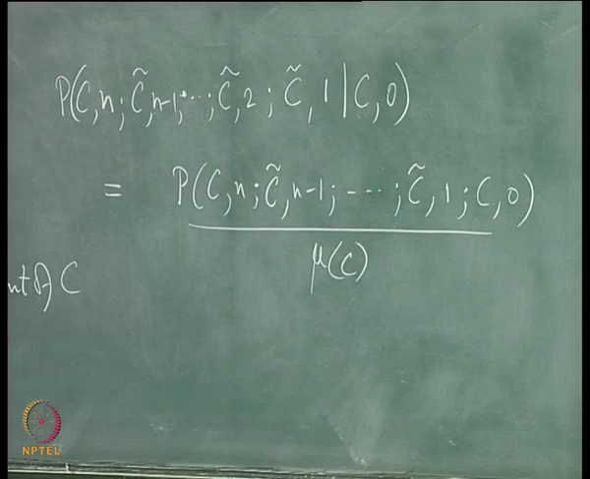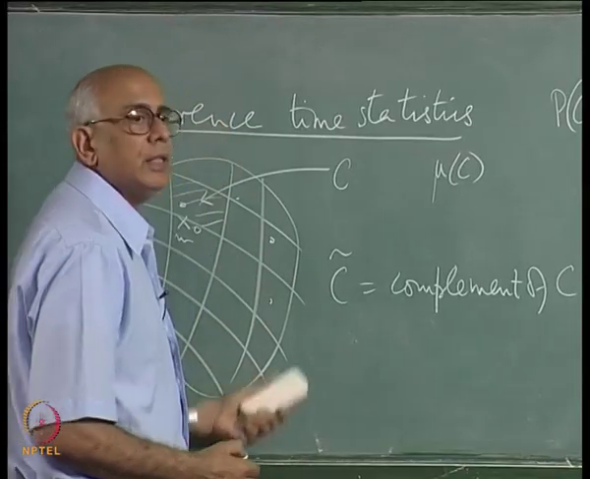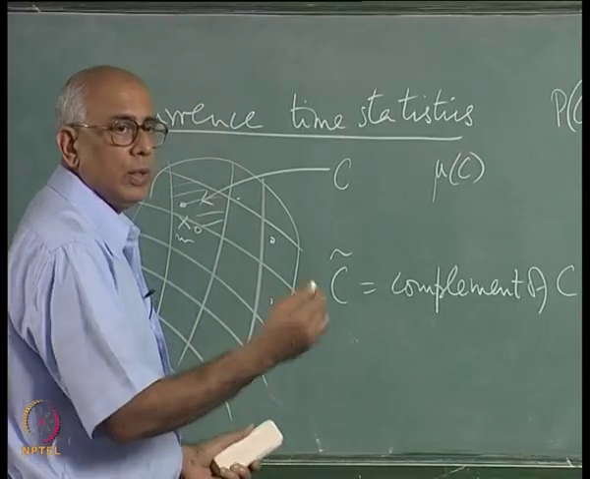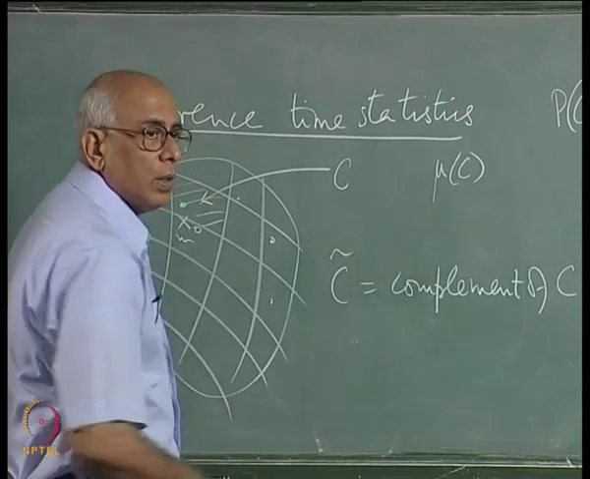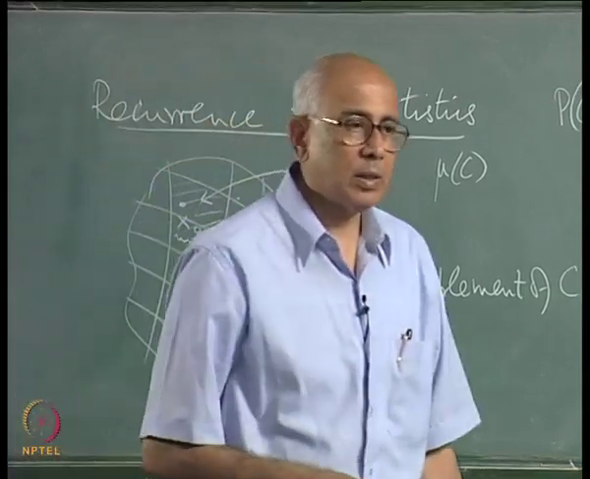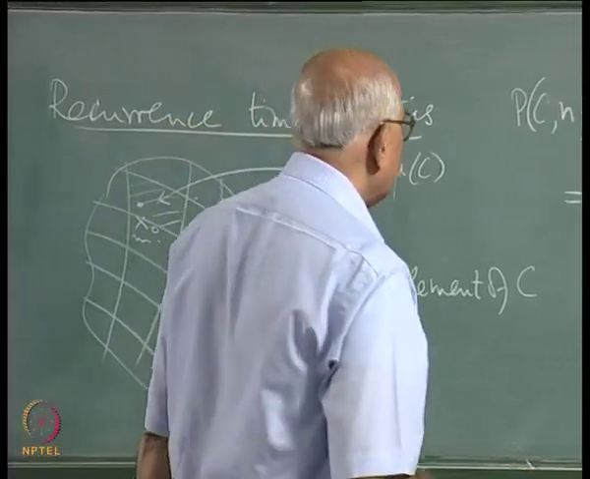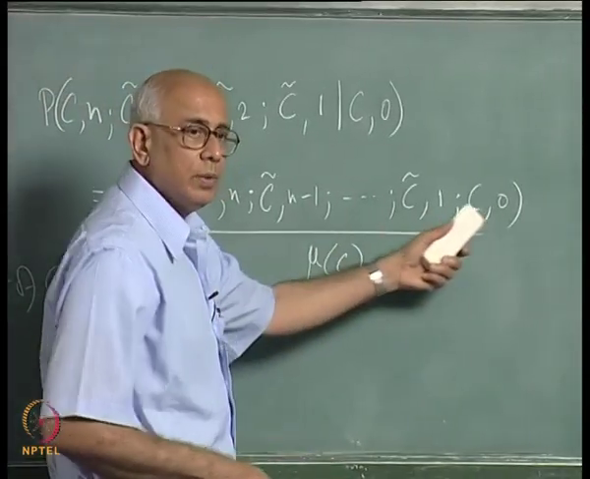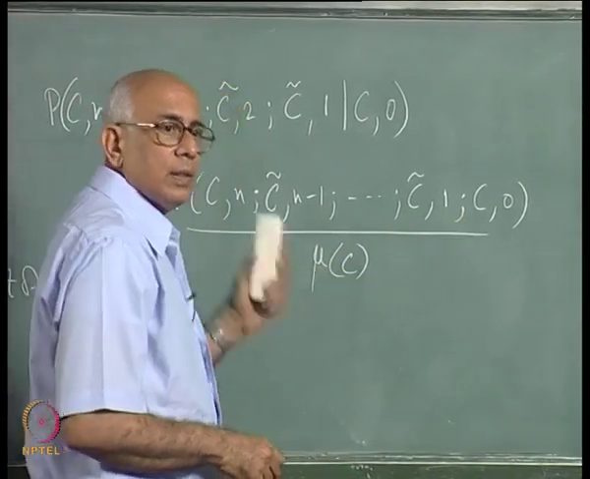I use P of C and mu of C interchangeably. They are exactly the same thing. Remember that I have normalized the total volume, or the total invariant measure, of the phase space to unity. So then I can replace P of C by just mu of C. And it is this quantity I would like to compute. But what is this quantity?